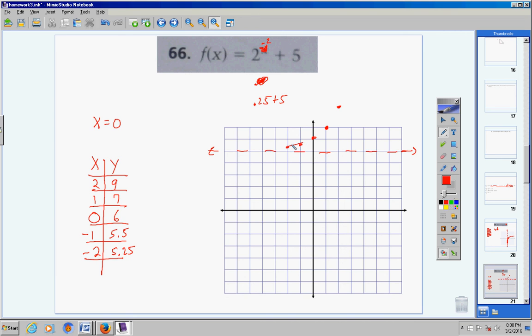So the graph has the normal exponential curve to it, like it's supposed to. And it's getting closer and closer to the asymptote, but never touching it or crossing it, okay? All right, next one is logarithmic.